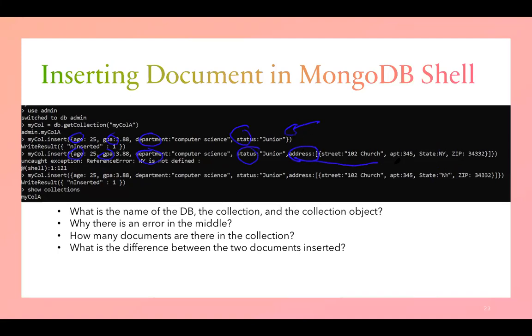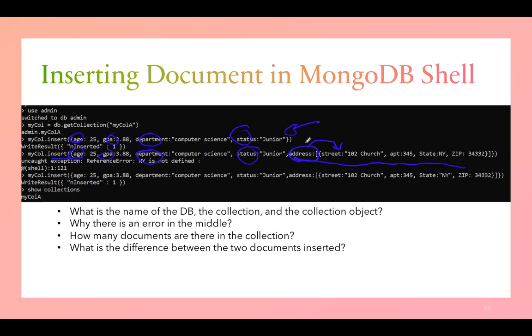But here we do have an address, which happens to be another document. So address is a document inside this particular document, right? If you try to do something similar in relational or object relational databases, this would have been totally forbidden. You see what I'm saying? But here you have the flexibility.